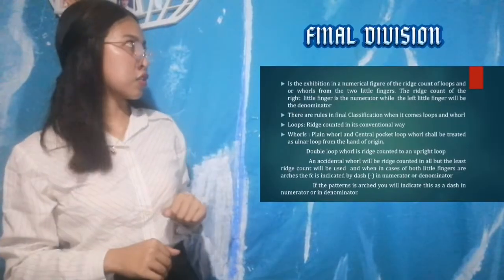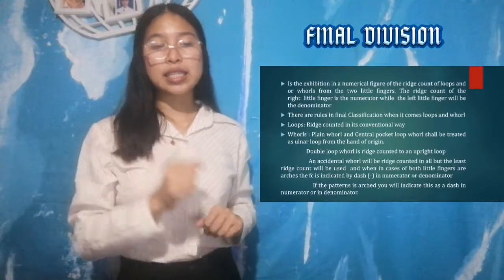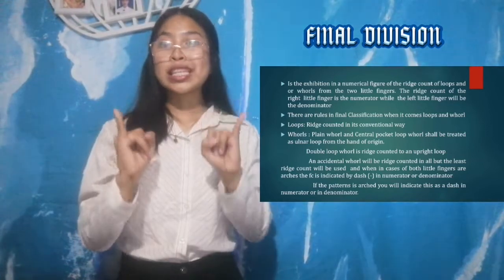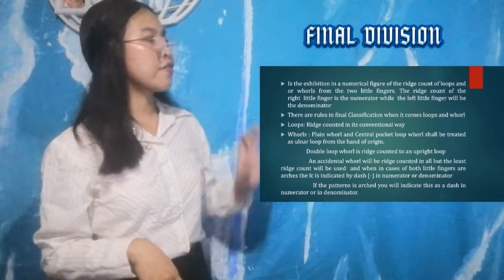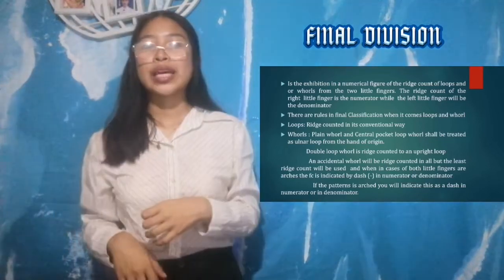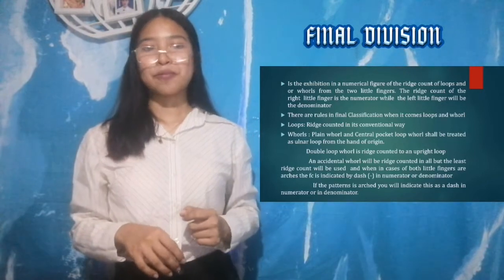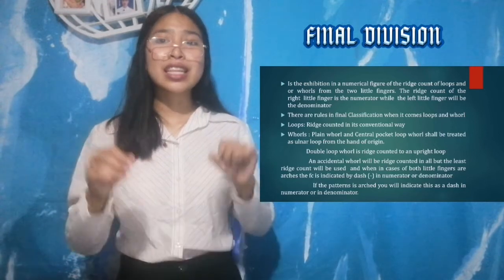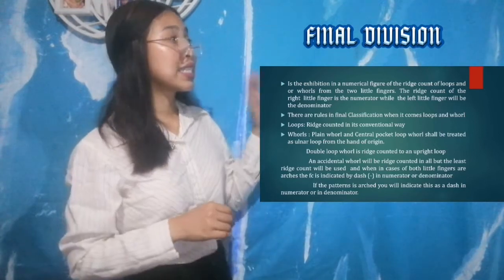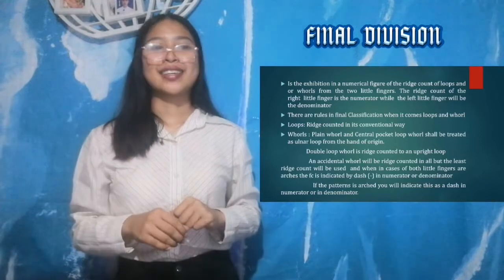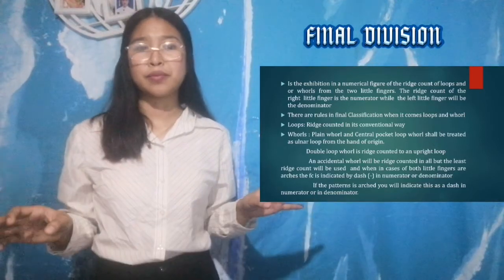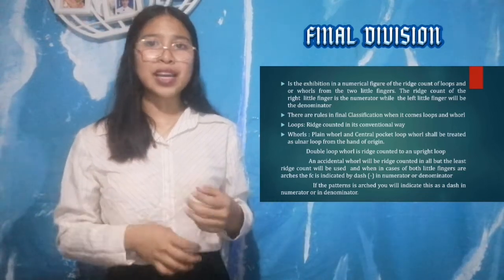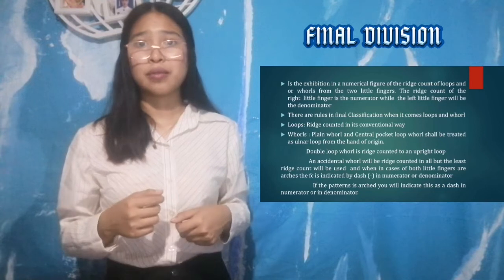Next, we have the final division. In this division, it is done by ridge counting of loops and whorls from the two little fingers. In this division, whorls are ridge counted, not ridge traced. So, yes, we will ridge count the little finger instead of ridge tracing. In loops, we don't have a problem. We just ridge count it the way it is normally ridge counted.